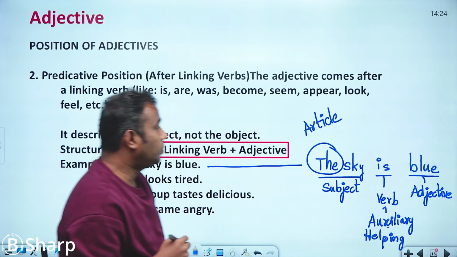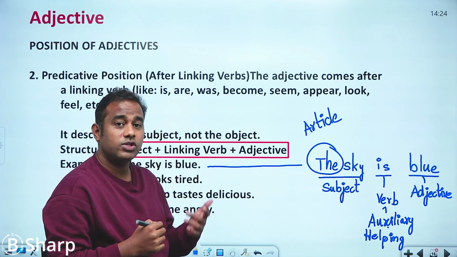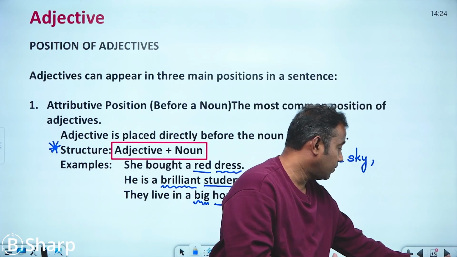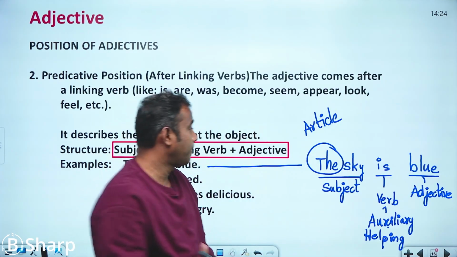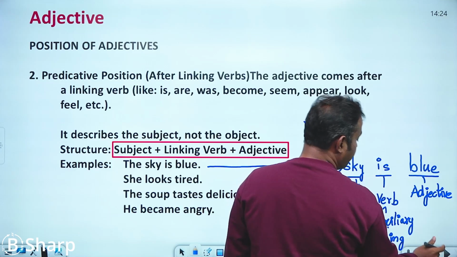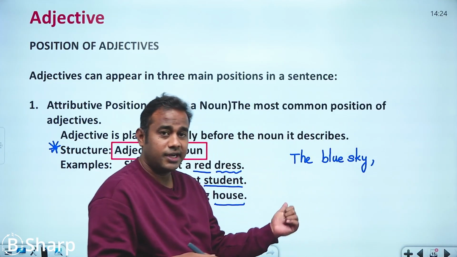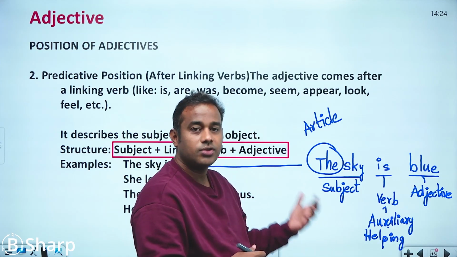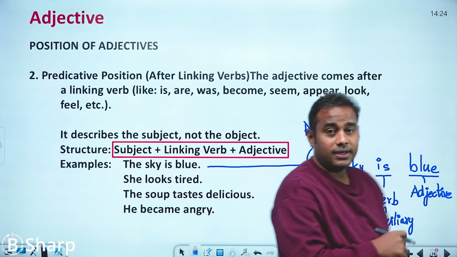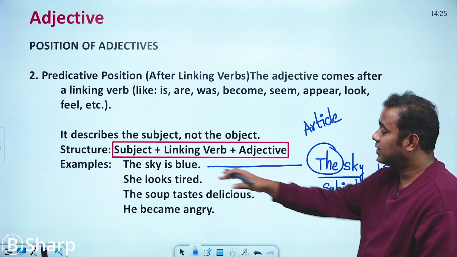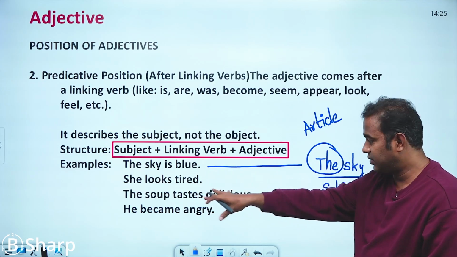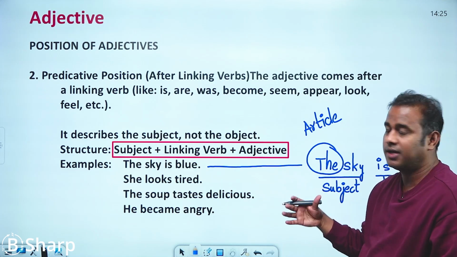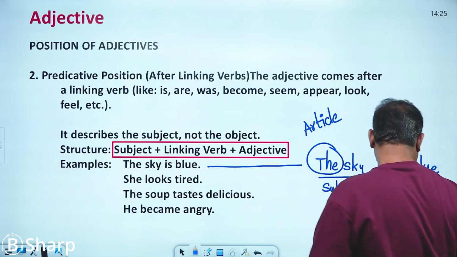So instead of writing the sentence in the form of a predicate, you can complete the sentence in the form of a clause. Instead of keeping it as a predicate, we put it in the form of a clause, so the sentence is complete. Likewise, she looks tired, the soup tastes delicious, she became angry. These are some examples. This is called the predicative position.